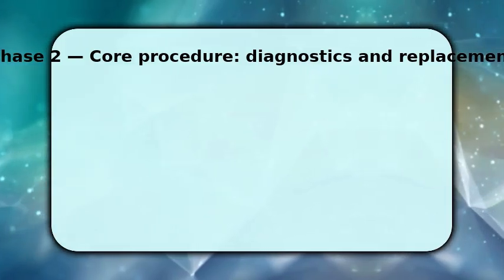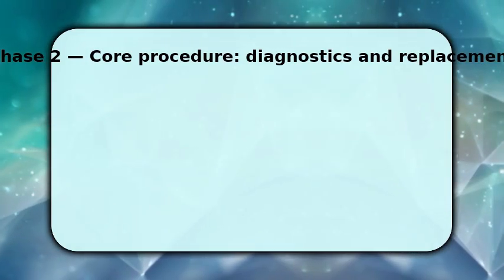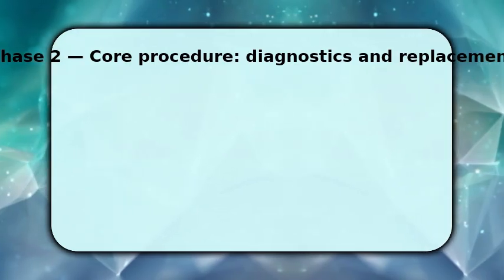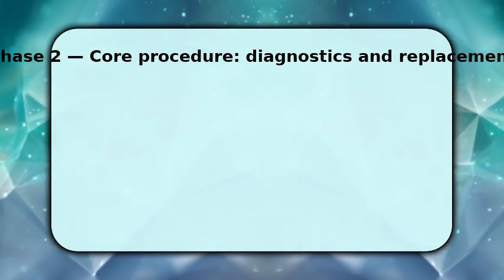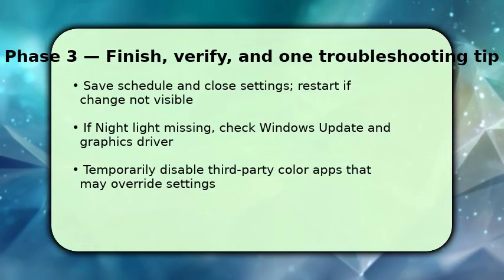You should preview the change to confirm comfort. If you prefer immediate effect, slide strength higher. If you need accuracy for color work, set a lower percentage and finish by saving the schedule and closing settings. The change is active immediately on most systems.